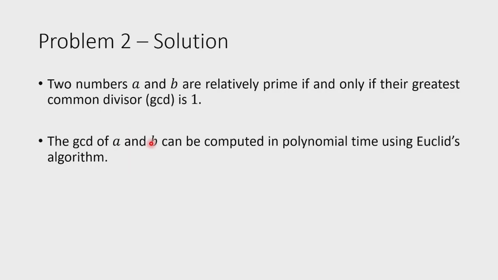The reason is, two numbers A and B are relatively prime if and only if their greatest common divisor, or GCD, is 1. And the GCD of A and B can be computed in polynomial time using Euclid's algorithm. Are you familiar with Euclid's algorithm? It is a fairly standard algorithm. You can look it up on Wikipedia, and if we have time towards the end of the session, I can also explain this algorithm using an example.